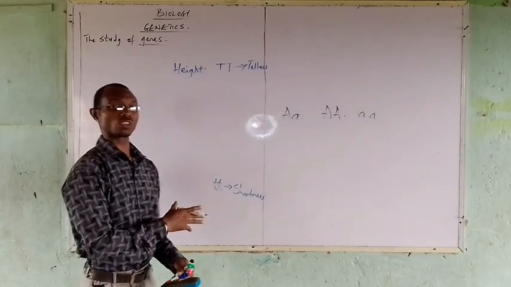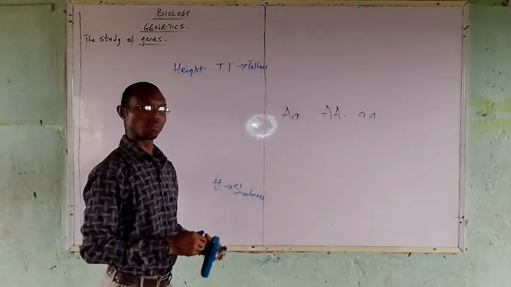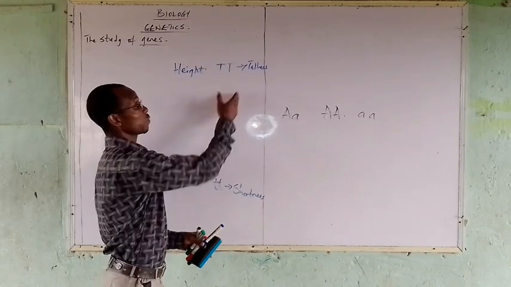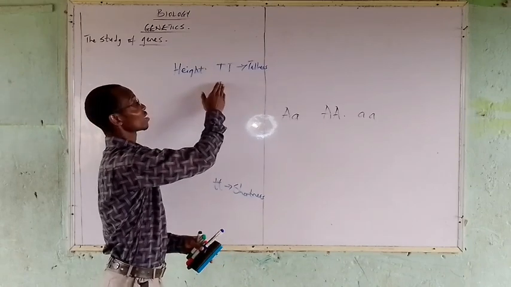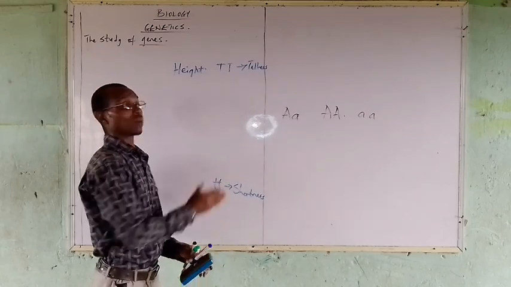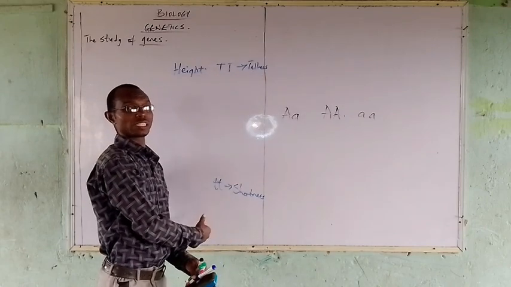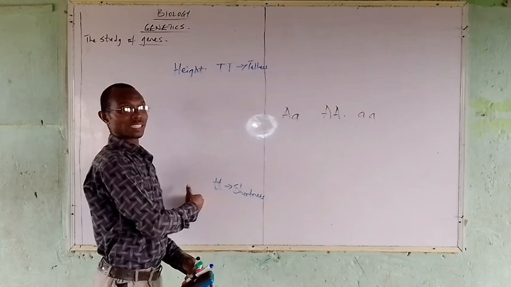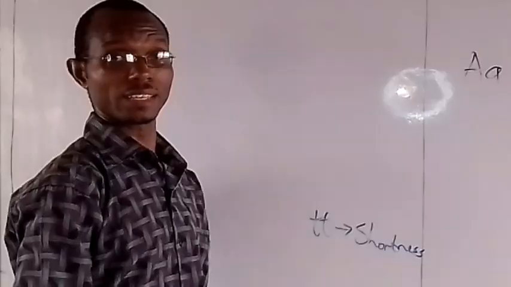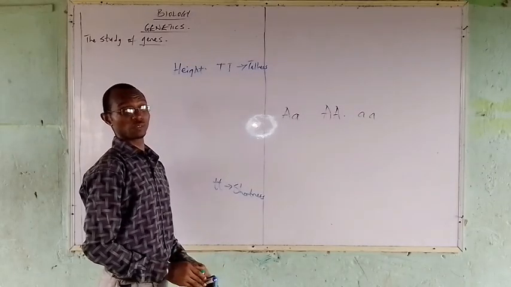Now, at this juncture, I want us to understand that whenever you are talking about a particular trait, it is very important that you depict them with the same alphabet. The fact that I want to talk about height is the reason why I have chosen to use T. Now, for height, I will be using only T. I will not say because I want to talk about tallness, I use capital T, and then for shortness, I use a different letter. No, I will use the same letter. The only difference is going to be that this is in upper case, and this one is in lower case. That is actually going to be the difference between them.